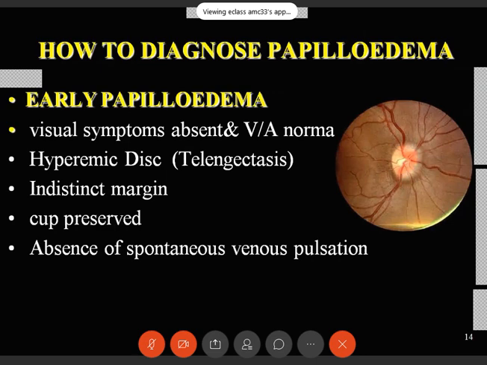Visual symptoms in early papilledema: other than no visual symptoms, visual acuity is normal in early papilledema. The disc is slightly hyperemic. The indistinct margins: in early papilledema, the characteristic features are that margins are blurred and slight elevation of the disc is present. The cup is normal, the physiological cup is not filled up. Spontaneous venous pulsations are absent in papilledema. It indicates papilledema.